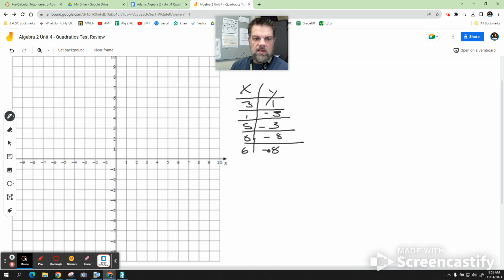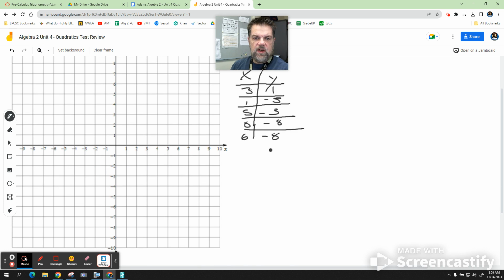Okay. So I'm just going to plot these points. So I'm going to go to 3, 1. That's my vertex, 3, 1. Then when x equals 1, y equals negative 3. Here's another point here. When x equals 5, y equals negative 3.